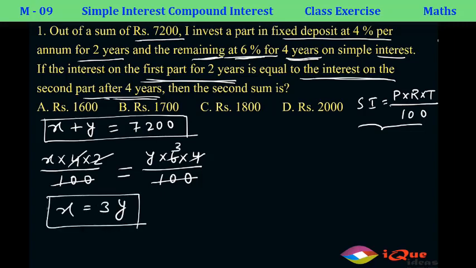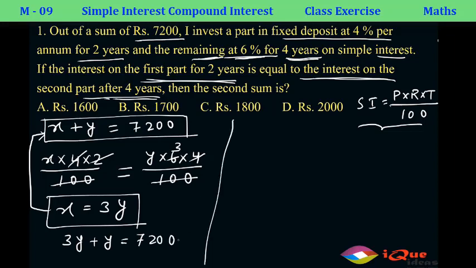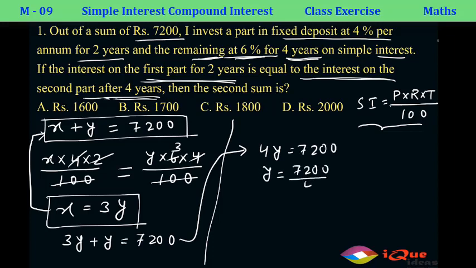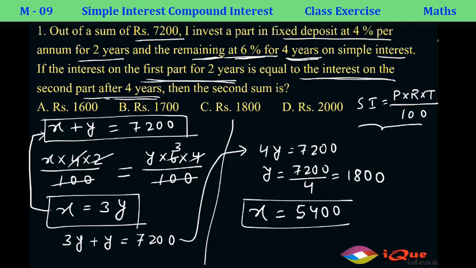Alright. So if I simply put X equal to 3Y in this first equation, we'll get 3Y plus Y is equal to 7,200. And that leads us to 4Y equal to 7,200. That means Y is equal to 7,200 divided by 4, which is 1,800, right? That means X is equal to 3Y, which is 3 into 1,800, that is 5,400. So the amounts are 5,400 on the first one and 1,800 on the second one. Now what is the question asking? The question asks for the second sum, that means the value of Y, which is 1,800 rupees. That means the correct answer is option C.